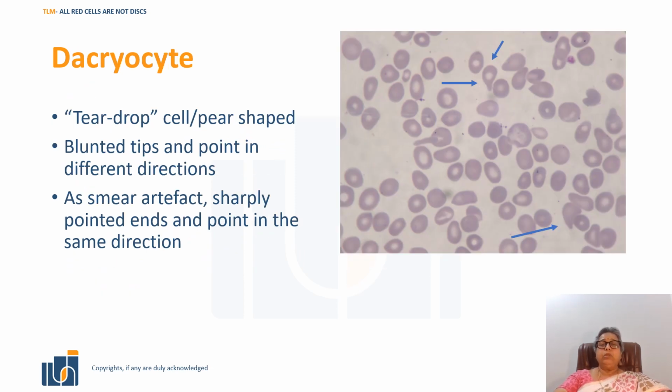Next, moving on to dacryocyte. Dacryocyte is a teardrop cell. It has a blunted tip and it points in different directions. So it's not that you have all these cells pointing in the same direction. All these are dacryocytes, and you can see that it is like a teardrop, or a pear shape, whichever you want to call it. Again, it can be a smearing artifact, but then it will all be in the same direction as the spread.